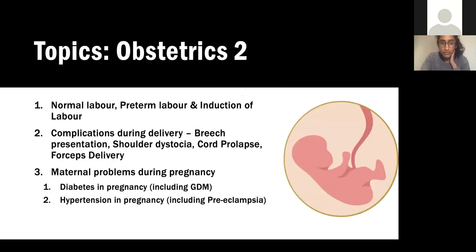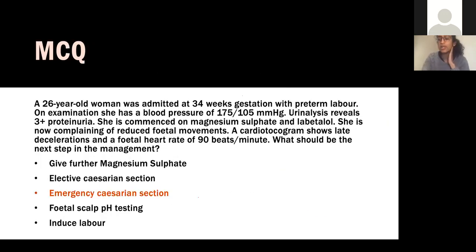And I just checked for you guys. So it is middle cerebral artery that you'd look at on the Doppler, and essentially you can look at it for fetal anemia and fetal hypoxia.